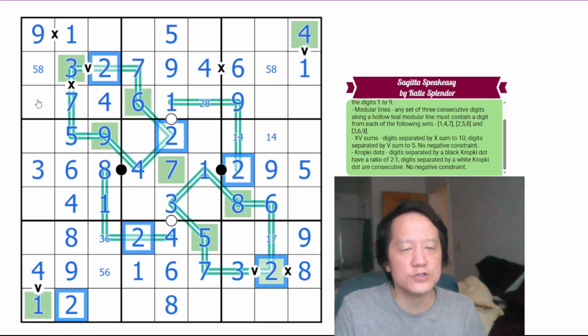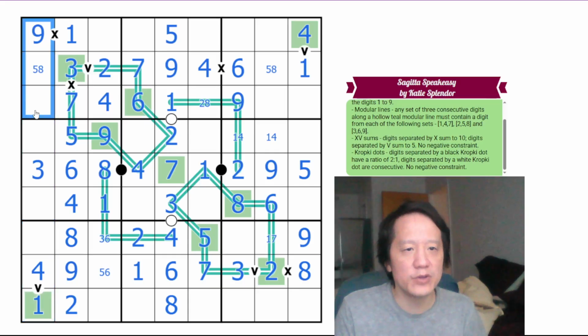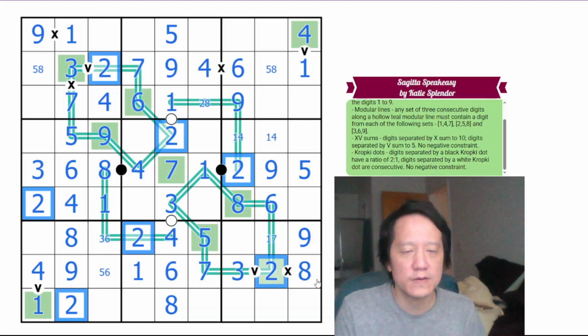Where is the 2 in column 1? Can't be here because of the 2 in the box. Same for this. And this can't be 2 because of the 2 in the row, so it must be here. Okay.